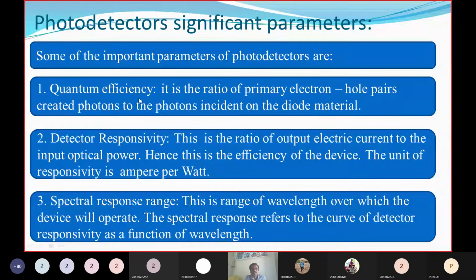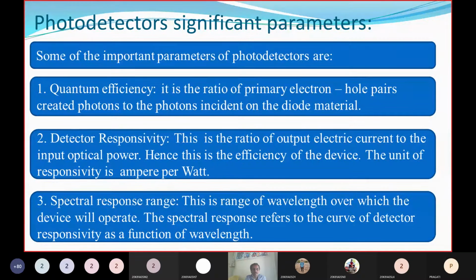Now, already I explained the quantum efficiency. If quantum efficiency is more, that diode will work more accurately. It depends on how many electron hole pairs will be generated if a photon is incident. Whenever the quantum efficiency is good, each photon will generate one electron hole pair. In that situation, quantum efficiency will be very high, and maximum current flows through that circuit.